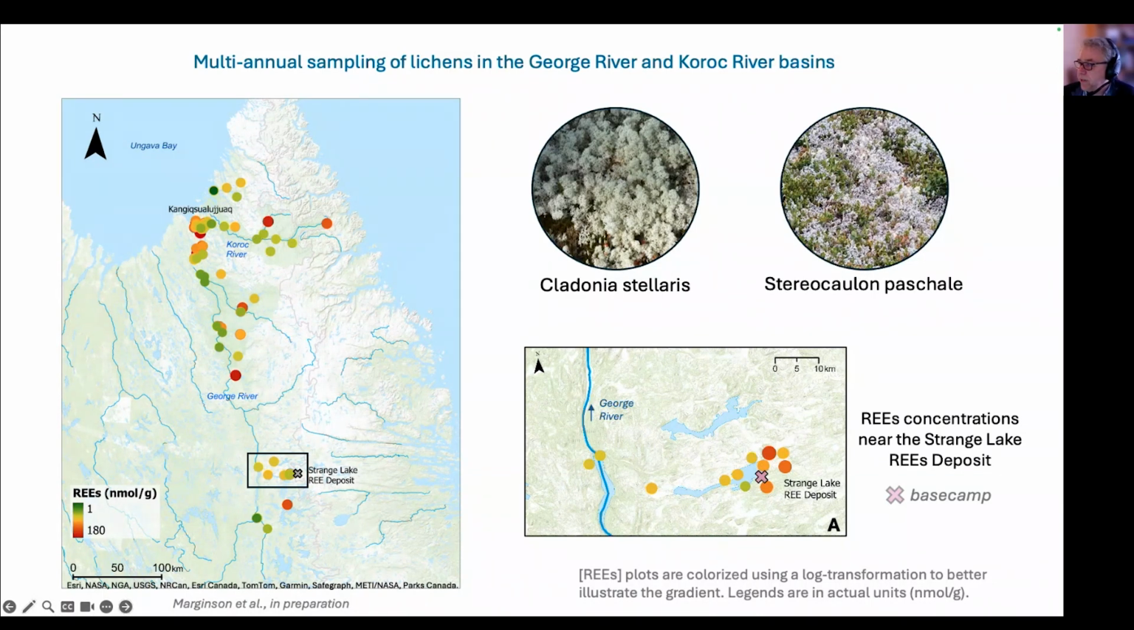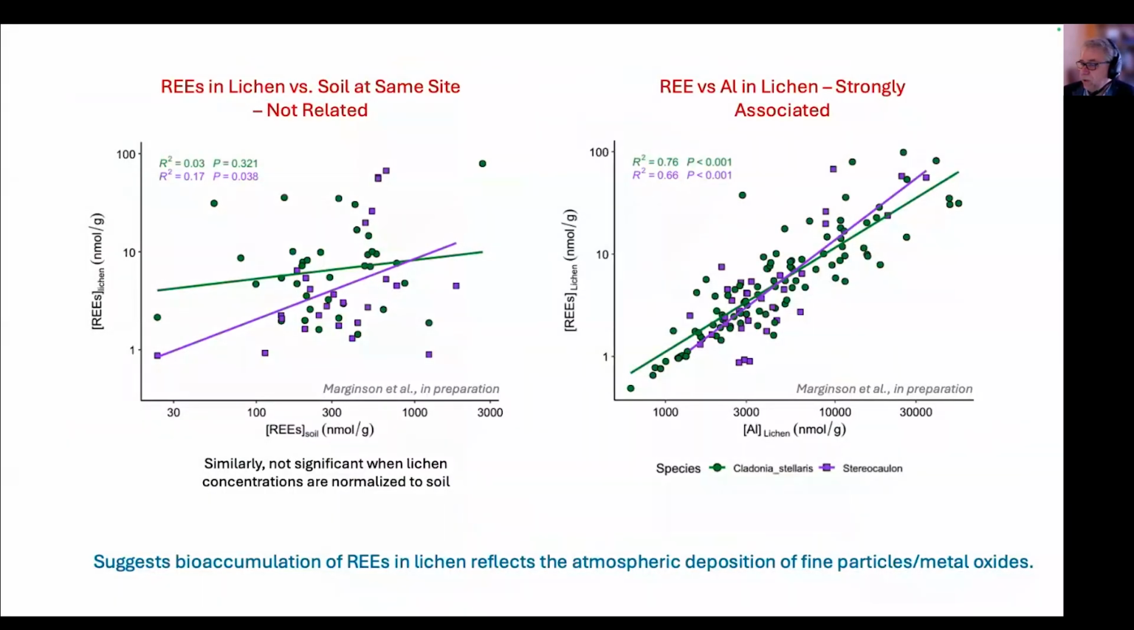So we divided them into different taxa, and we first tried to test if they were good biomonitors. The way we did that was to see if they were reflective of the concentration in the soil. If they are directly related to concentration in the soil, they are not good monitors of the atmosphere. What we found first is that there was not a big relationship between REEs in the underlying soil where they were collected and REEs in lichen.